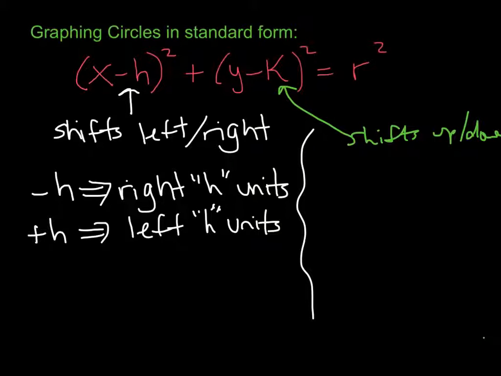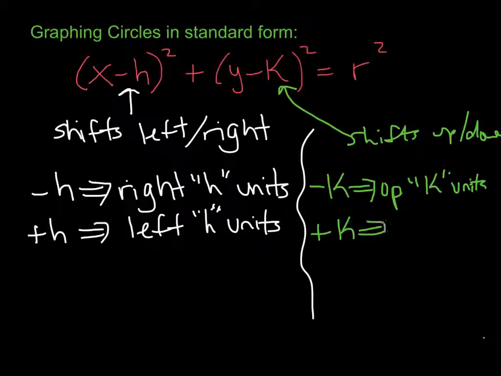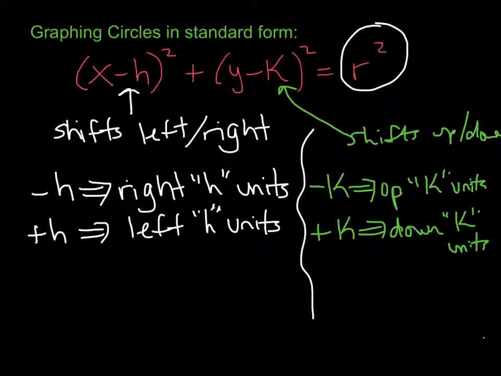Likewise, the same kind of thing with that k that's in with the y. If I have a minus k, that means it's going to go up k units. And if I have a plus k, so probably opposite of what I would think, this is going to make it go down k units. And then this right here, my r squared, so my r is my radius, so that number is going to be the square of my radius.